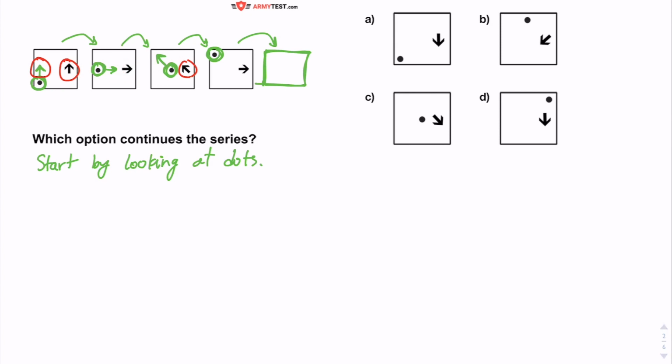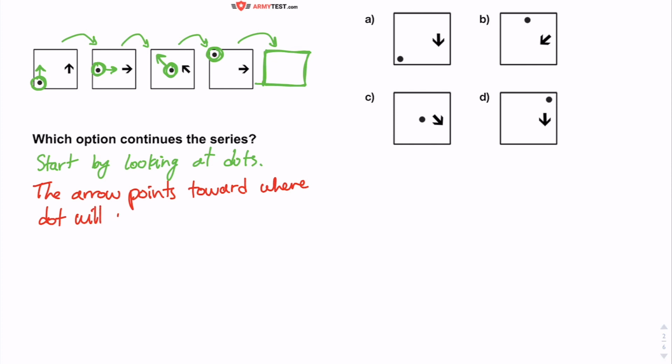So basically what we've discovered is that the arrow points toward where the dot will be or will move in the next box. So in other words, this arrow in this box tells us where this dot will be in the second box, right? Now if we look at this box here, we can say that this arrow here is going to tell us where the dot's going to be in the last box. So following the pattern, this arrow is telling the dot to move to the right. So if it moves to the right, it's going to be right in the middle here.